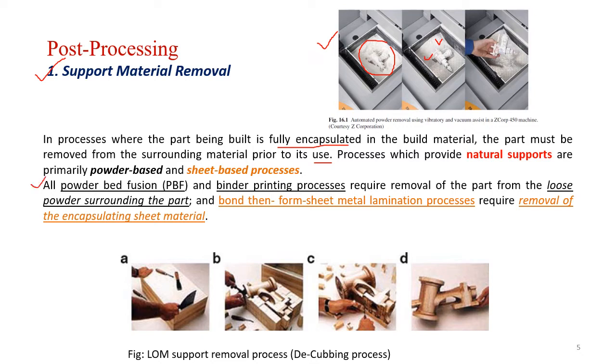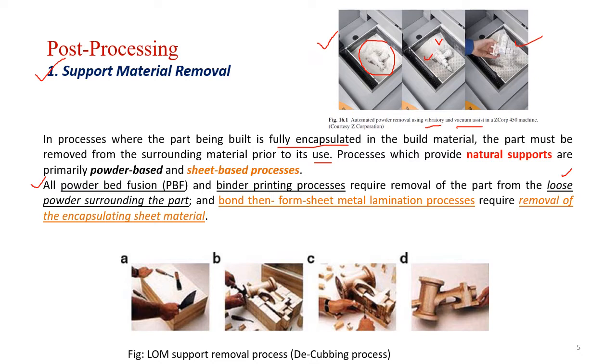Therefore all powder bed fusion, that is PBF, and binder printing processes require removal of parts from the loose powder surrounding the part. Here you can see the part getting removed from its surroundings. This can be done by using a vibrator. A vibrator will make the part vibrate and the surrounding material is going to get sieved down. Or using vacuum assistance, you can suck out the powder particles which are encapsulating the part.